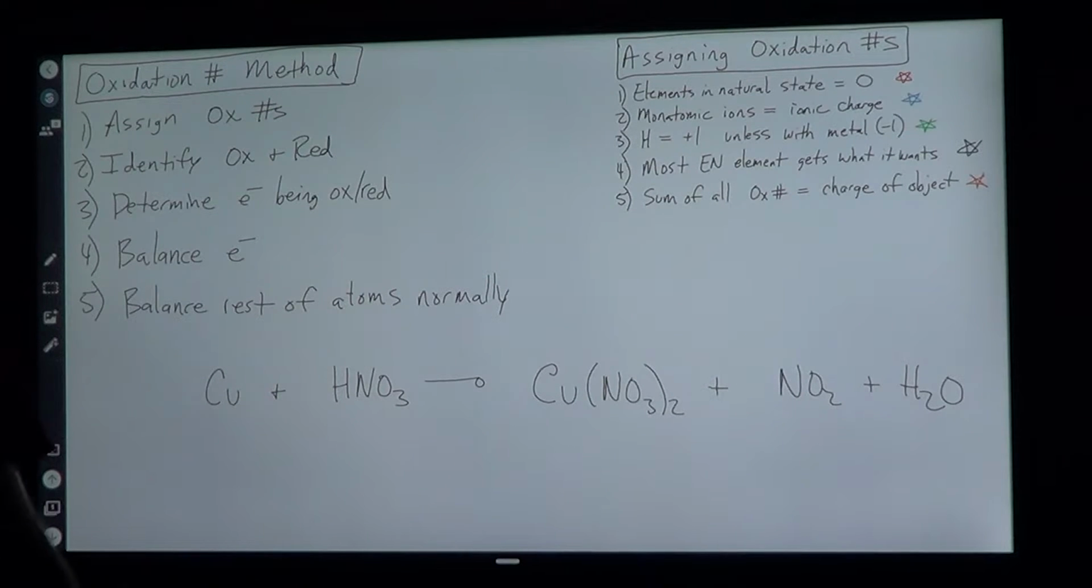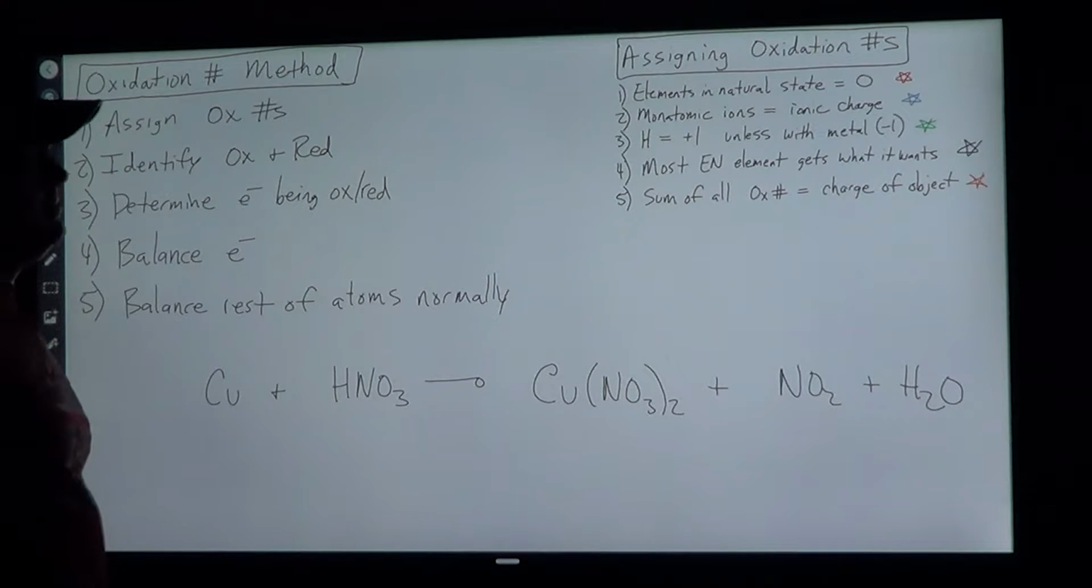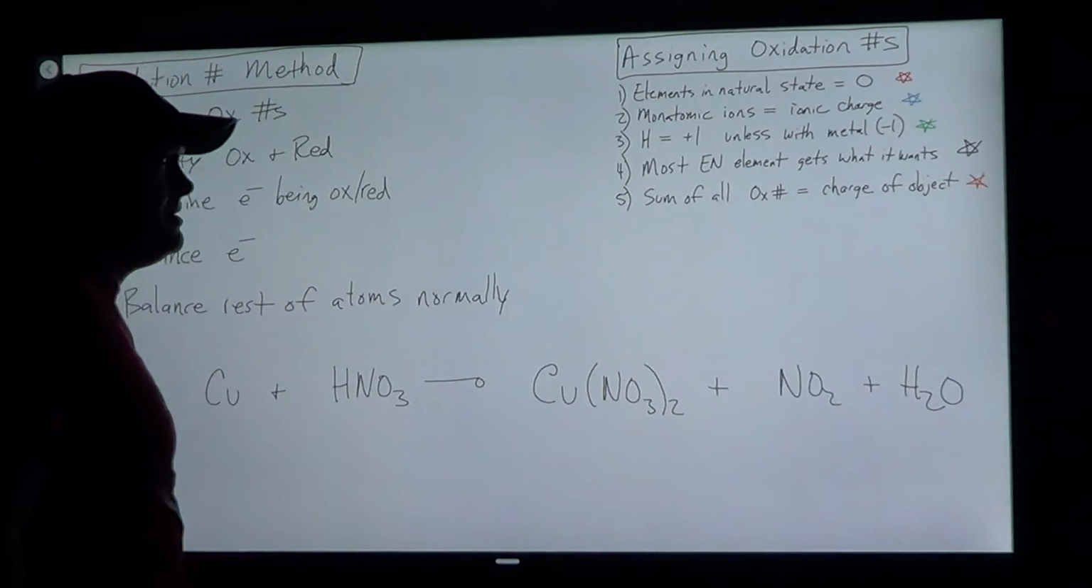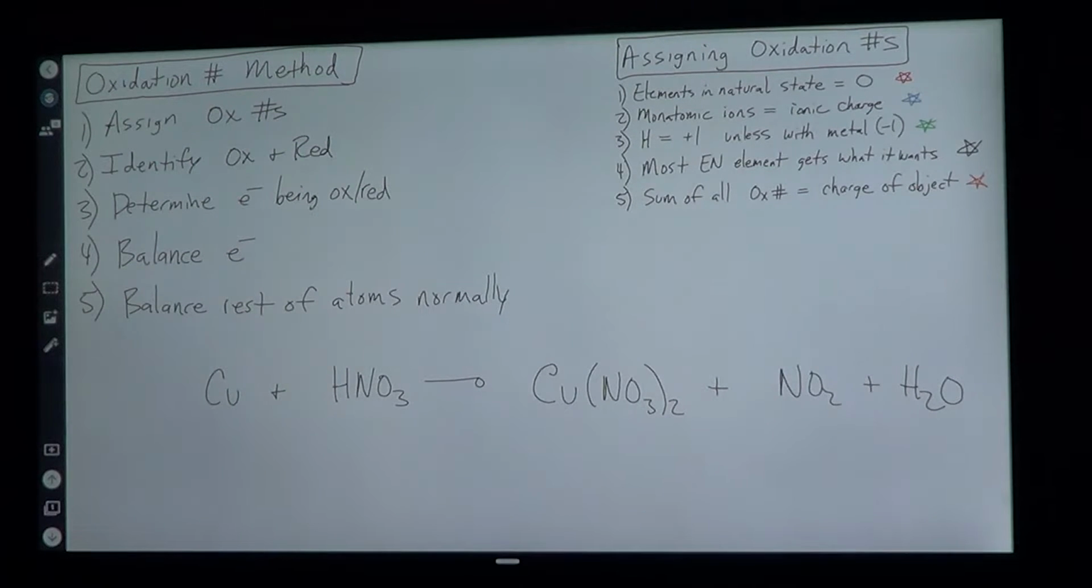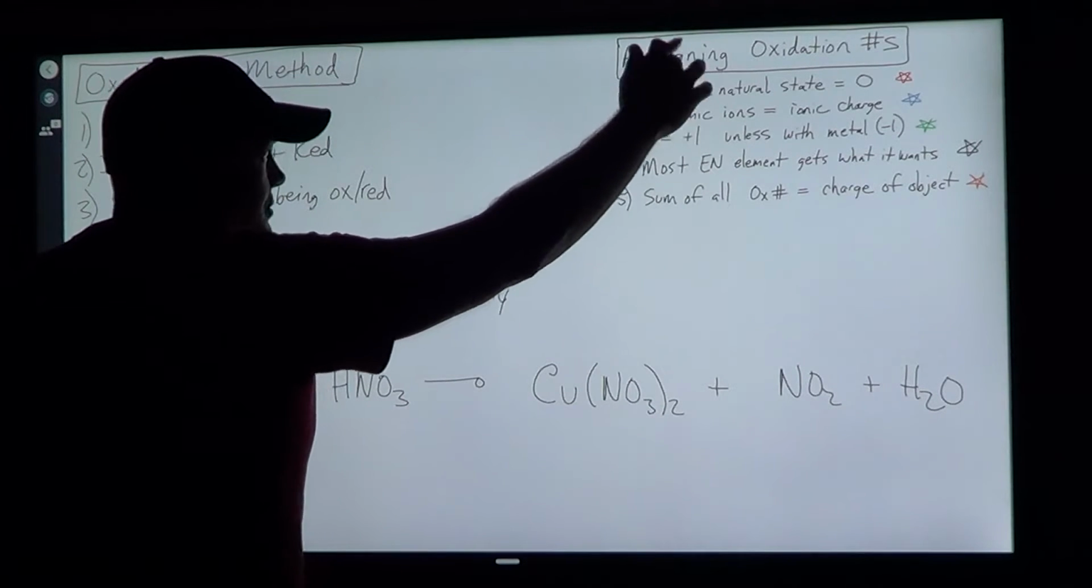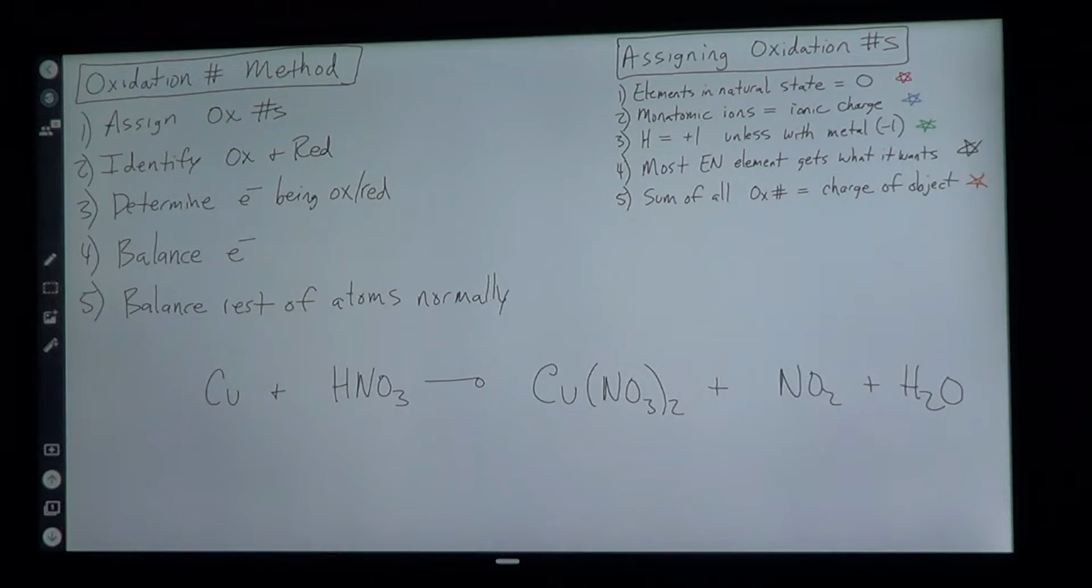Okay, so section number 2 is how to balance redox reactions using what is called the oxidation number method. I left our rules for assigning oxidation numbers over there from the last lecture we did. You just need to remember how to do that, because every single time we do any of these other processes, the first step is always to assign oxidation numbers.